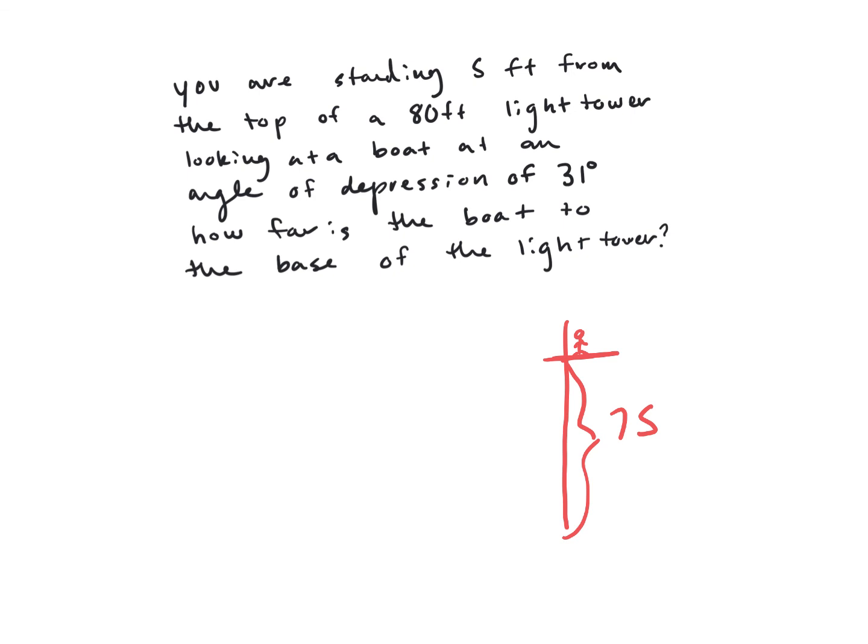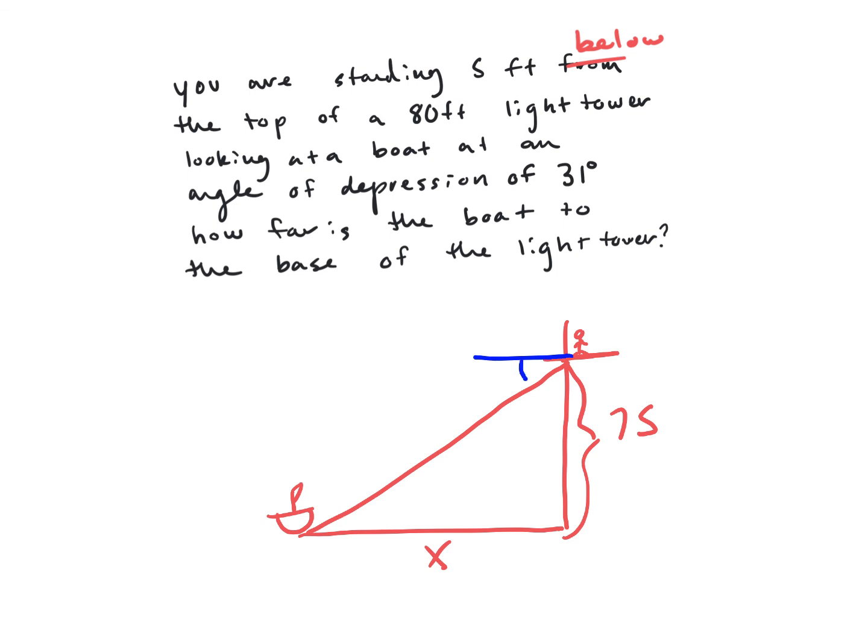Oh, okay. So you're standing 5 feet from the top. 5 feet below the top. And I'm looking at a boat out here, and I'm trying to find how far the boat is to the base of the light tower. So this is going to be my x. So here's my triangle. I have an angle of depression here. I'm looking at the boat from here. My angle of depression goes down 31 degrees.